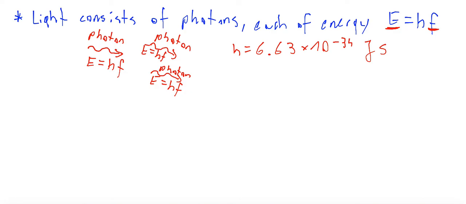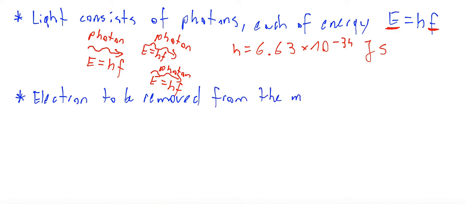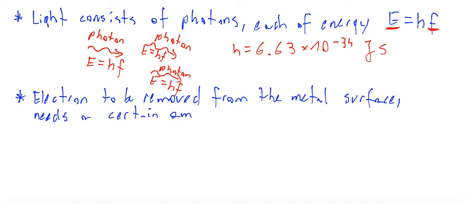Please copy this. Next. An electron to be removed from the metal surface needs a certain amount of energy called work function. Is it clear? So let's write this. Electron to be removed from the metal surface needs or requires a certain amount of energy called work function.